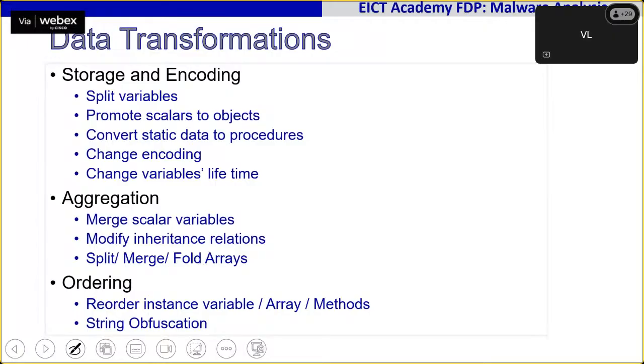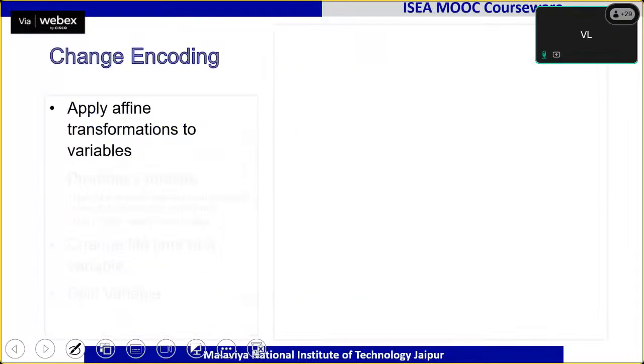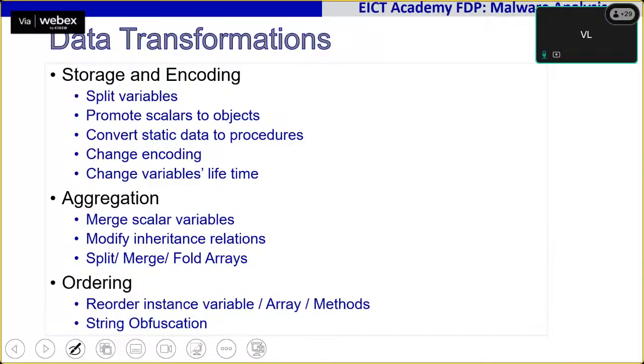Last, we are coming to where the data is actually stored. So these are data transformations. The first one is split variable. Scalar can be converted into objects. Easiest one is making a 2-dimensional vector or 3-dimensional vector. Convert data to procedures, change encoding, change lifetime of the variable. So either you can divide or you can aggregate, merge scalar variables, modify relations, etc.